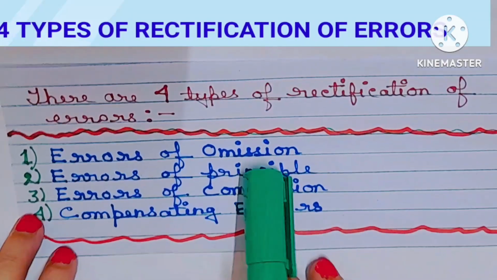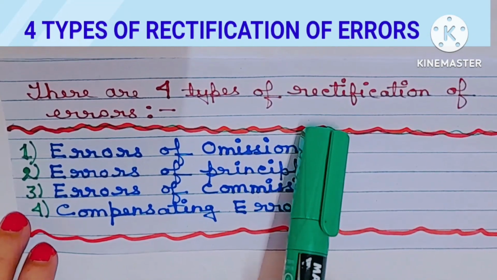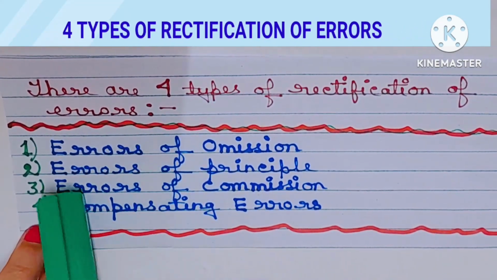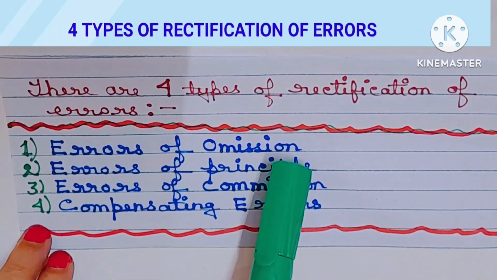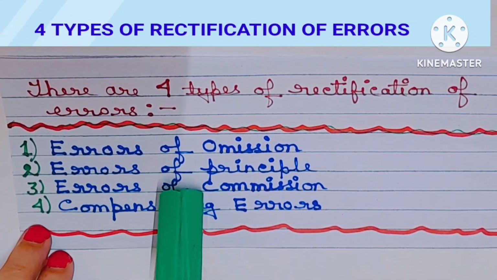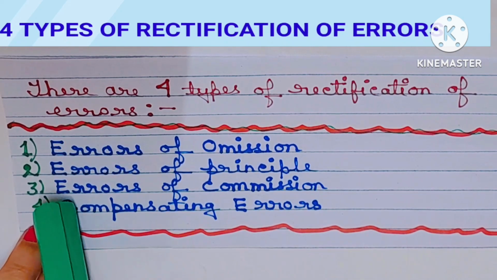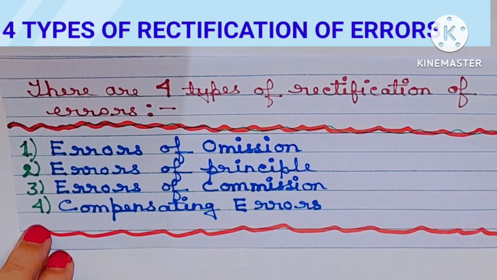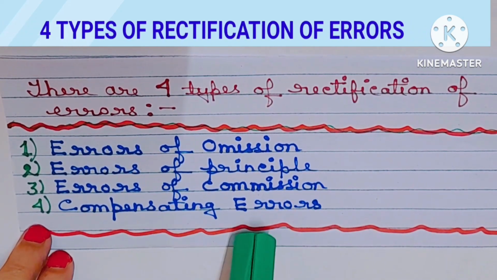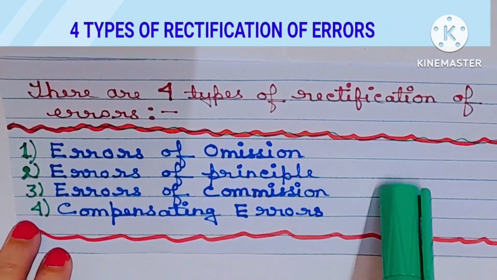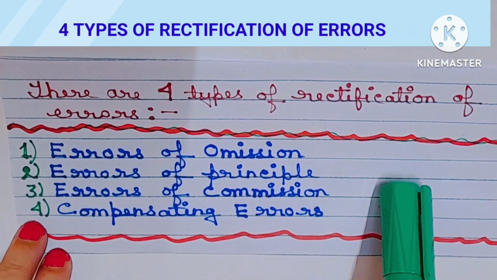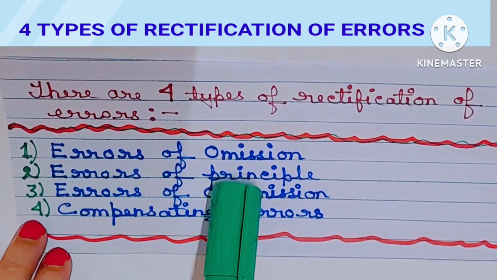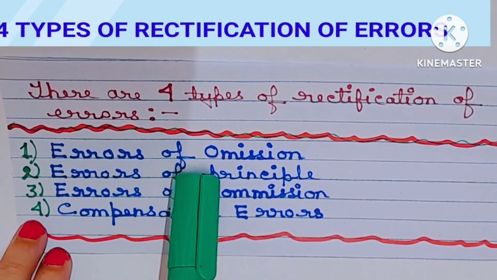Understood? Now, what are the 4 types of rectification of errors? Number 1, errors of omission. Number 2, errors of principal. Number 3, errors of commission. Number 4, compensating errors. In this video, I am going to explain with examples the first error. Number 1, errors of omission.